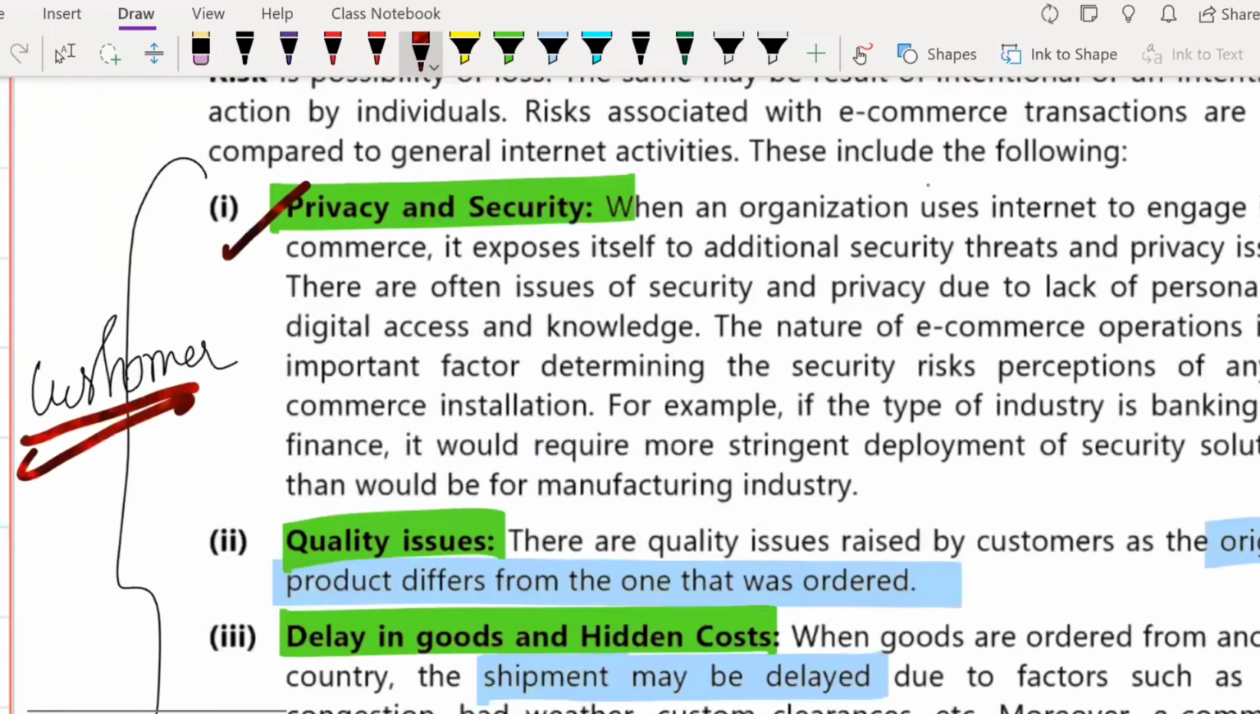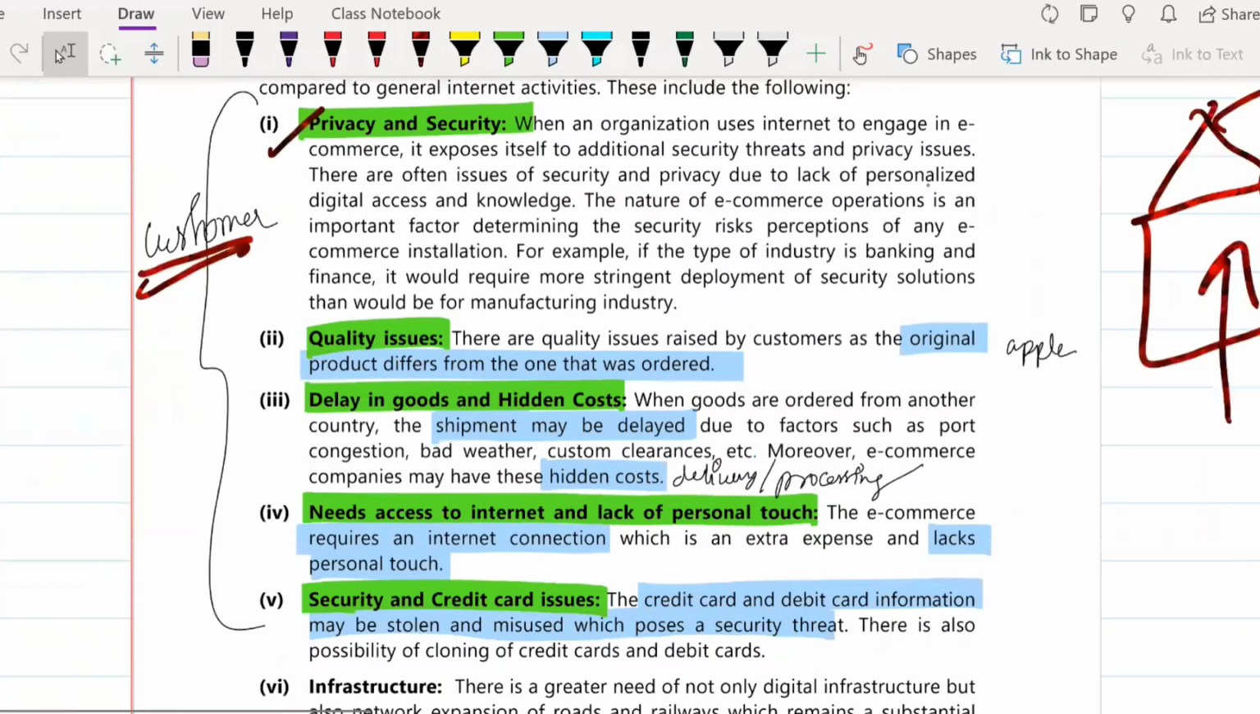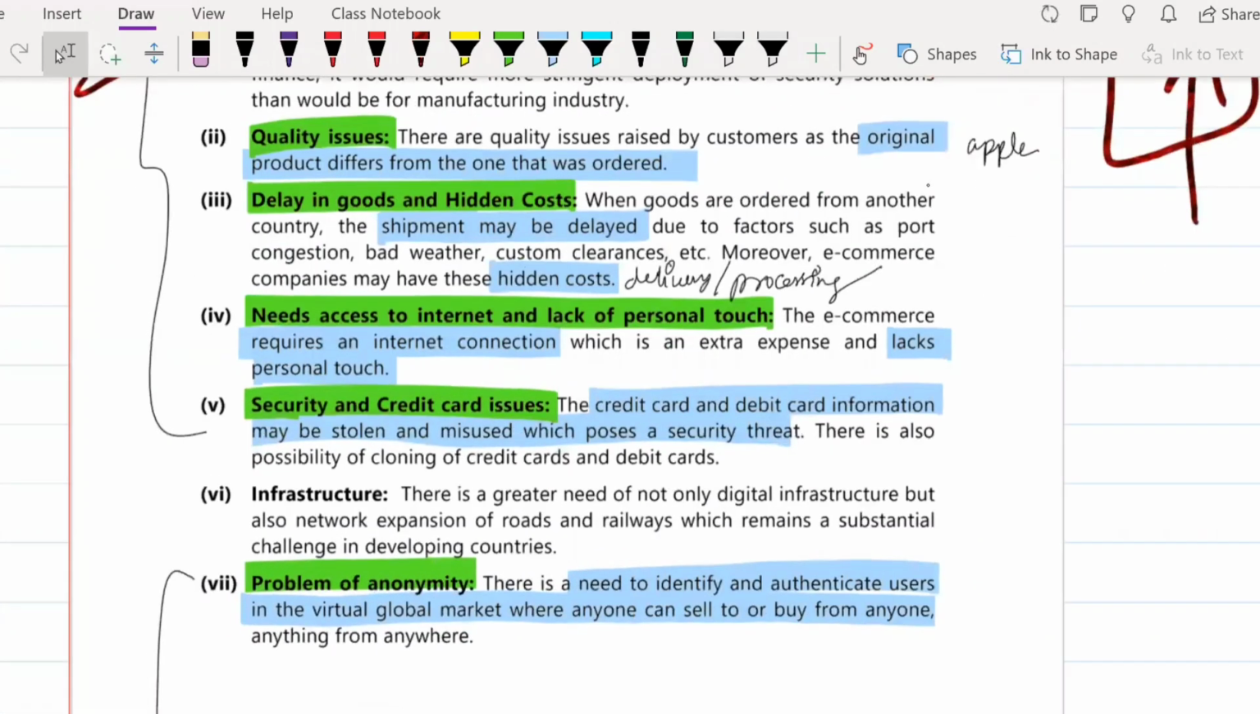What is the difference between privacy and security? I've already told in chapter number 2 that privacy means anything which is related to your personal information. If that gets affected, then that is a privacy concern. Security means that other than your personal data, if any other data is being misused, then that will be a security concern. Okay.